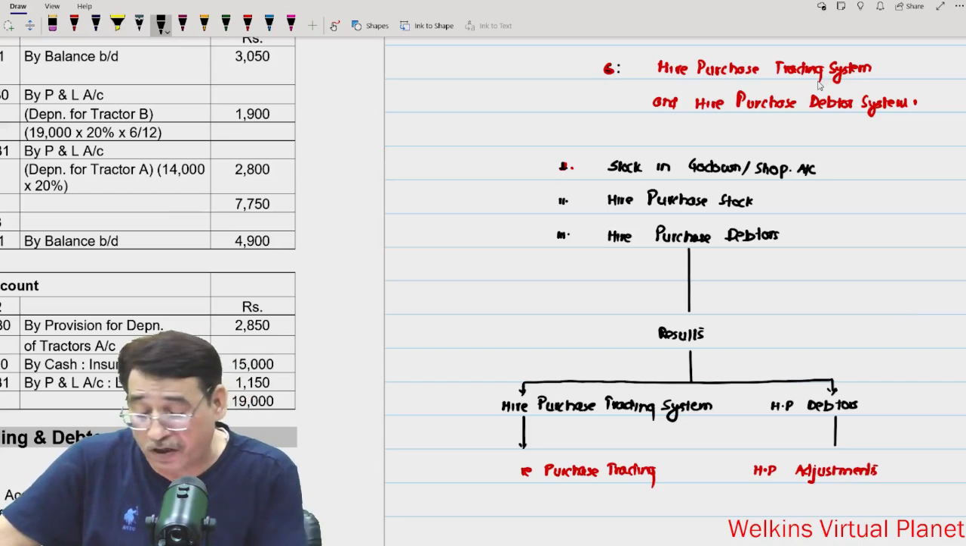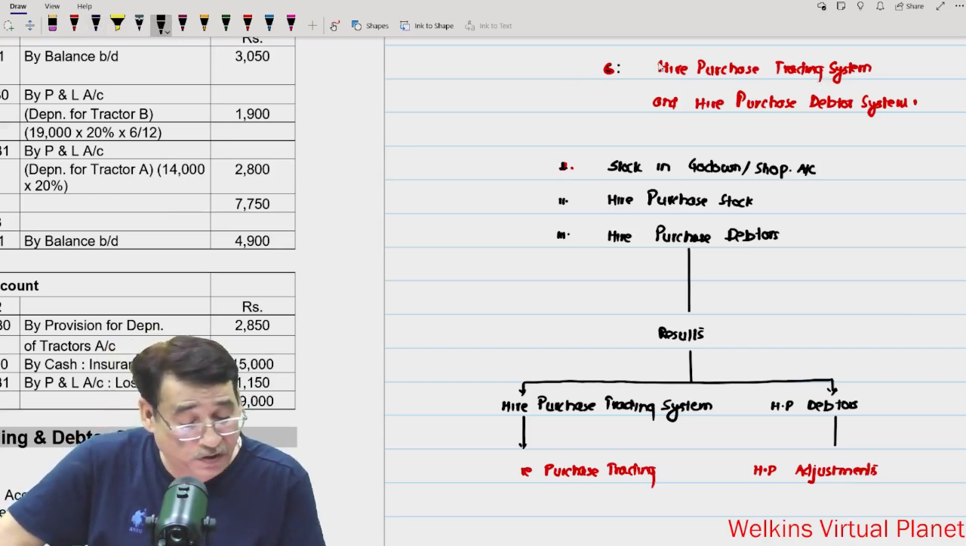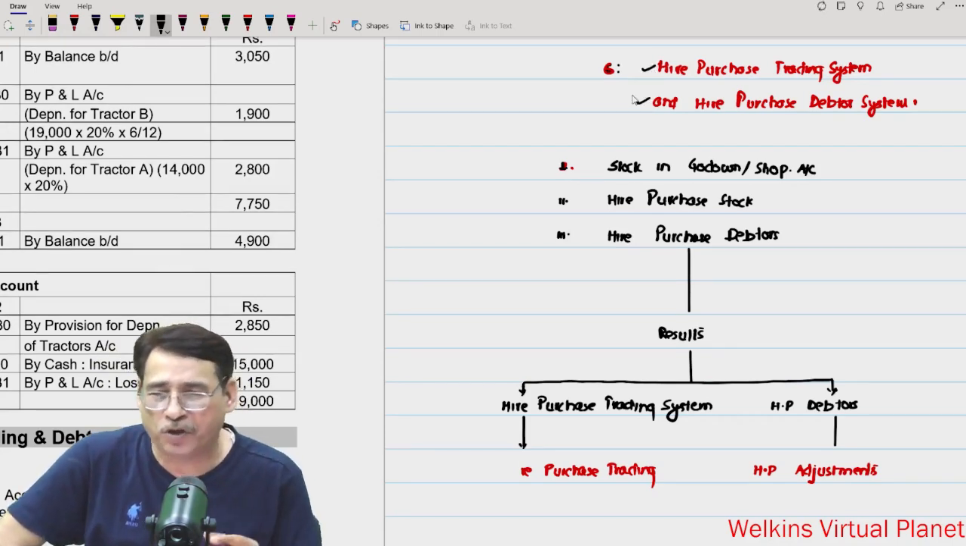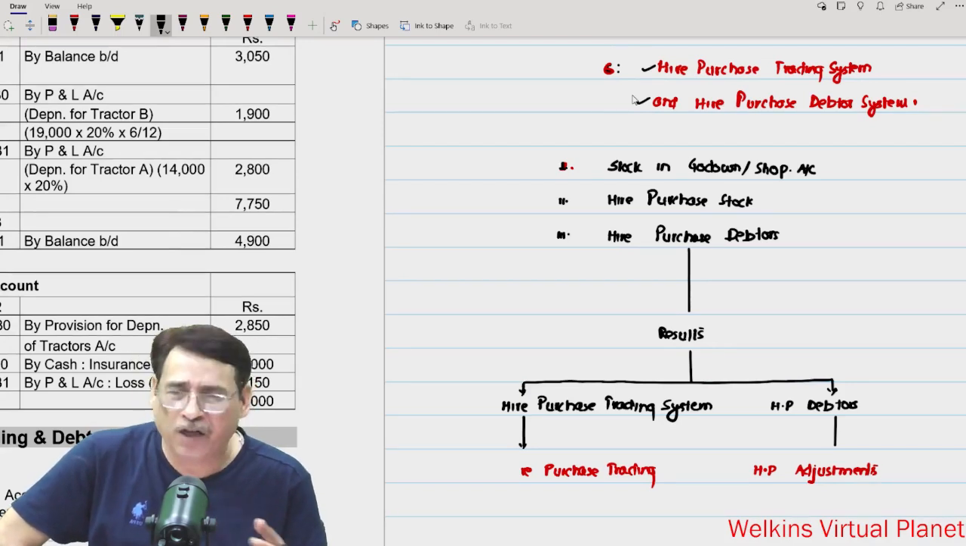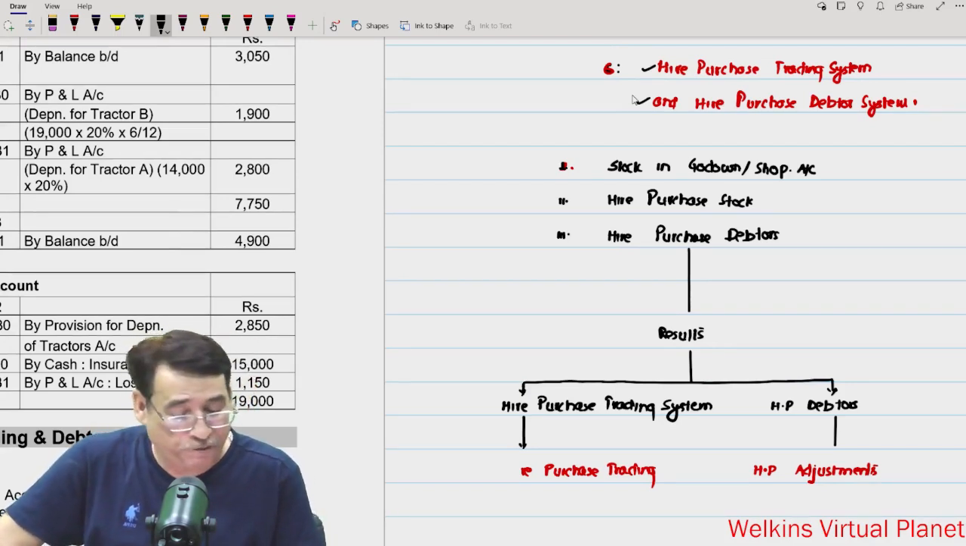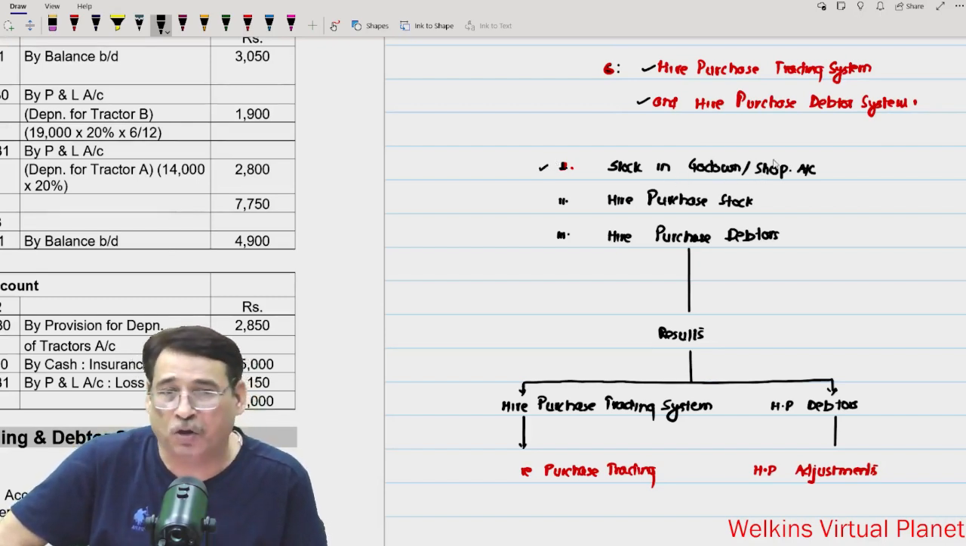Hire purchase trading system, and of course we are going to talk about hire purchase data system. Basically, these are two topics. The question may ask us to solve it by applying hire purchase trading system or by applying hire purchase data system, whichever system we may apply. But one thing is common: first of all, we shall have to prepare a stock in go down account, also known as a stock in shop account.